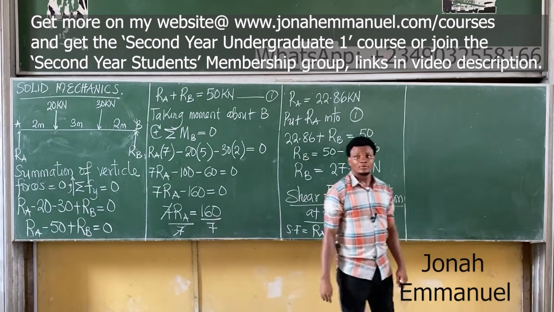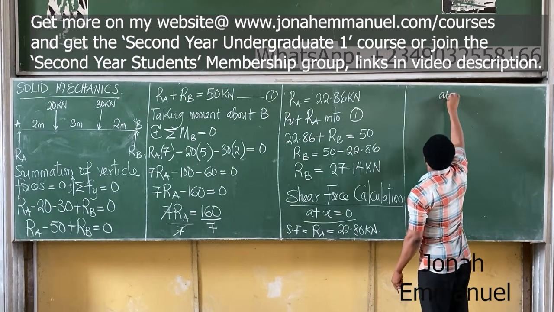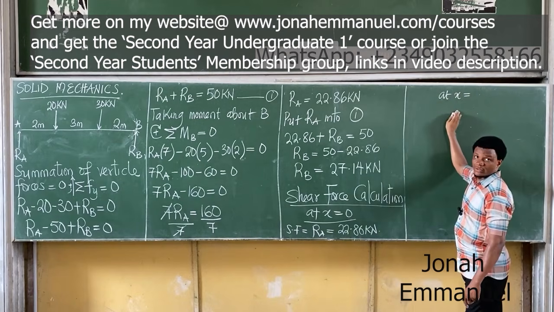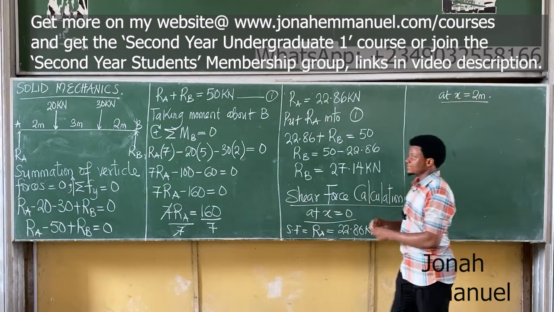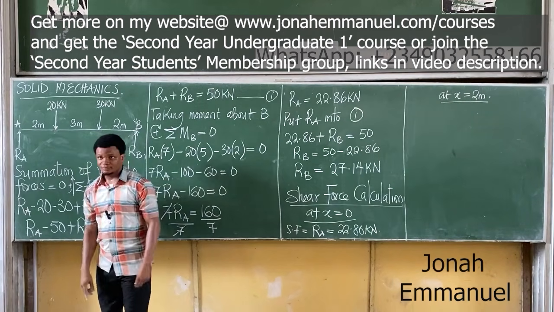That's all. At, please, what will be my second interval? At x equal to what? 2 meters. It will be 2 meters. Why is it 2 meters? I have a second point load here.